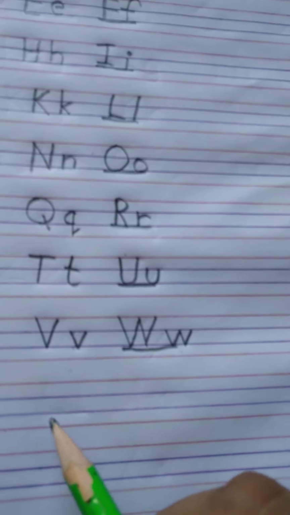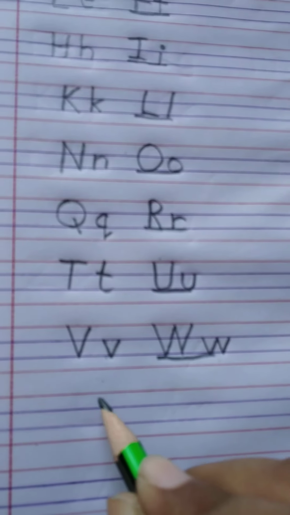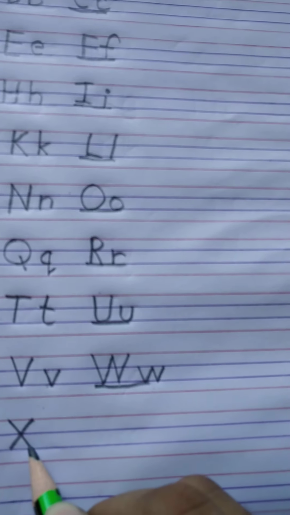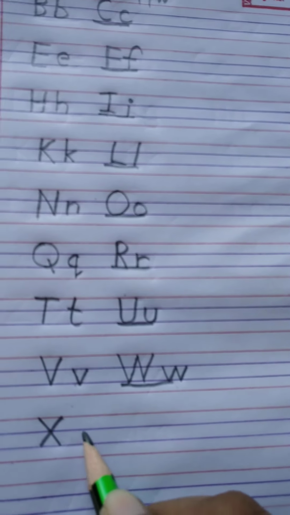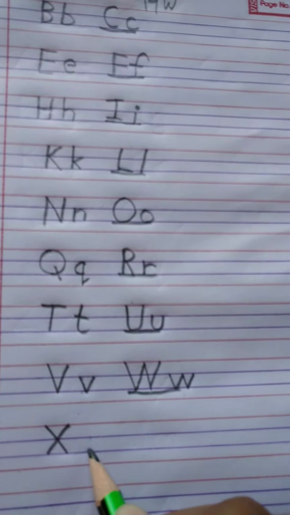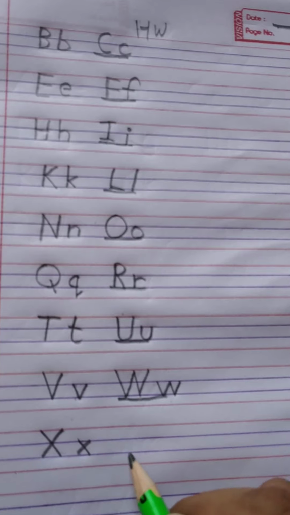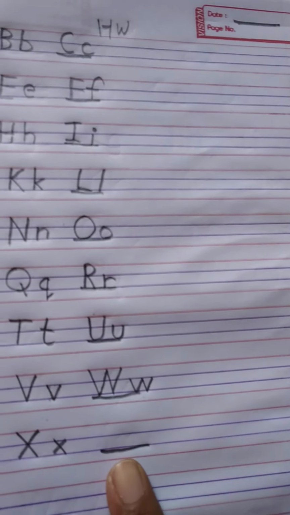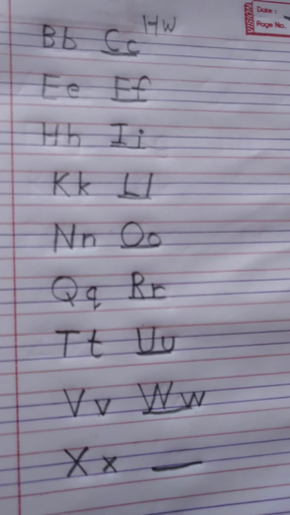Yes. Now right here in next line, letter X. Slant line, again slant line. This is capital X. Now small x in which line, children? Blue line. Slant line, again slant line. This is small x. After x, which letter, children? X after Y. Yes.